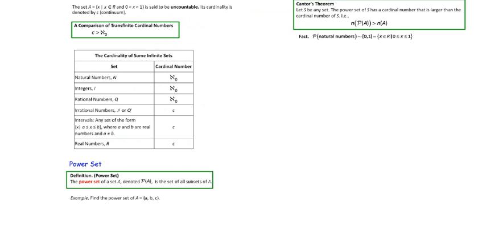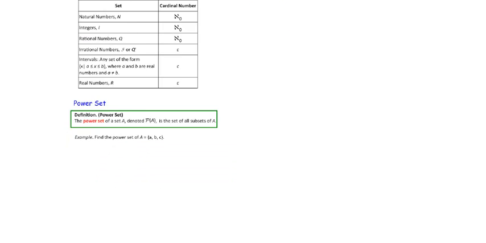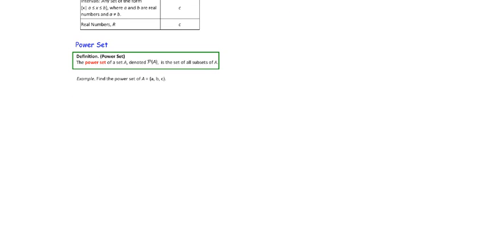So here, the power set of a set, denoted P of A, is a set of all subsets of A. So find the power set of A for {A, B, C}. So you're listing just a set of all the subsets. So to figure out how many subsets there were, I take 2 to the third power because there are 3 elements. So I need to have 8 things listed.